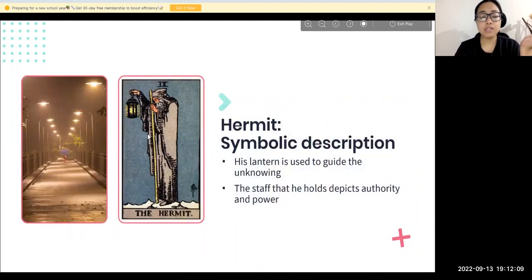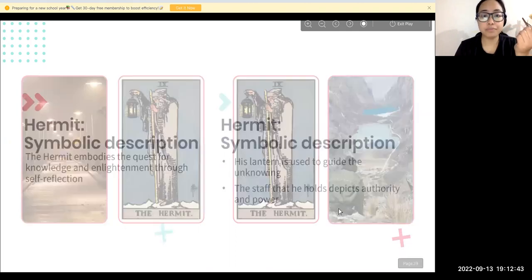But the path that he's going on, because he's holding a lantern, means that the path he's entering now is a very unknown path. So he's using his lantern to guide him through the unknown. The light is showing the way, but the way itself is unknown to him, and he needs to discover this road. He needs to discover this unknown, right? And the staff that he holds depicts authority and power.